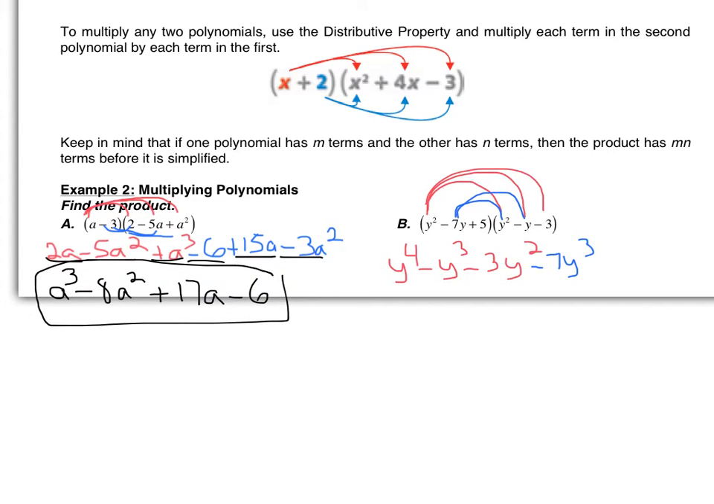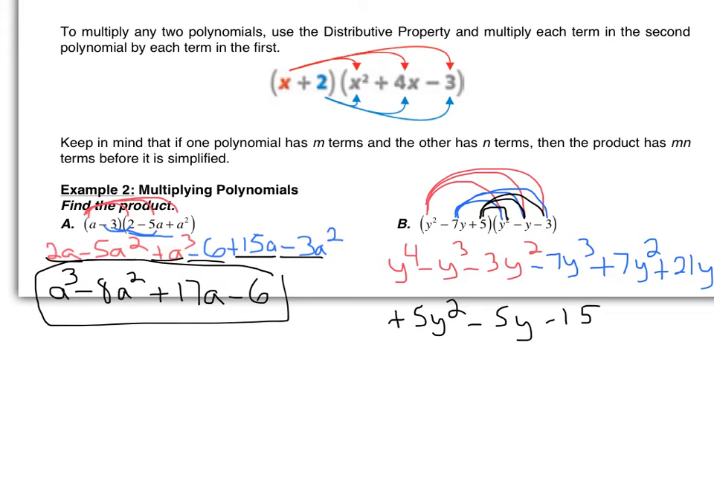Negative 7y times negative y, so we have negative times negative is a positive. 7y times y is y squared. And then negative 7y times negative 3, negative times negative is a positive. 7 times 3 is 21y. And then I have a third term, so 5 times y squared is plus 5y squared. 5 times negative 5 is negative 5y. And 5 times negative 3 is minus 15.